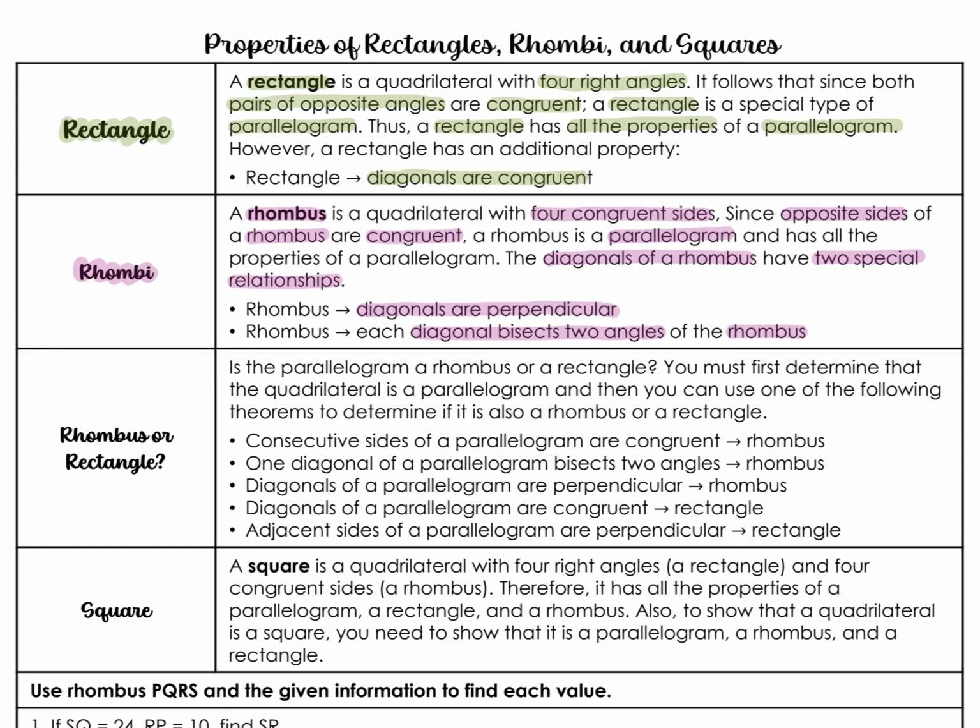Now we're going to determine the difference between whether it's a rhombus or a rectangle. So, is the parallelogram a rhombus or a rectangle? You must first determine if that quadrilateral is a parallelogram. So that's going to be key. Then you can use one of the following theorems to determine if it is also a rhombus or a rectangle.